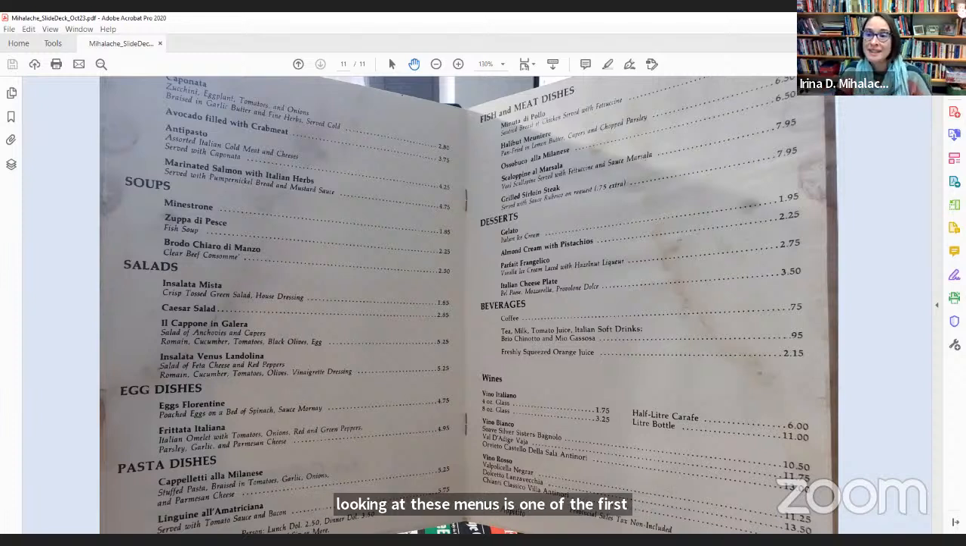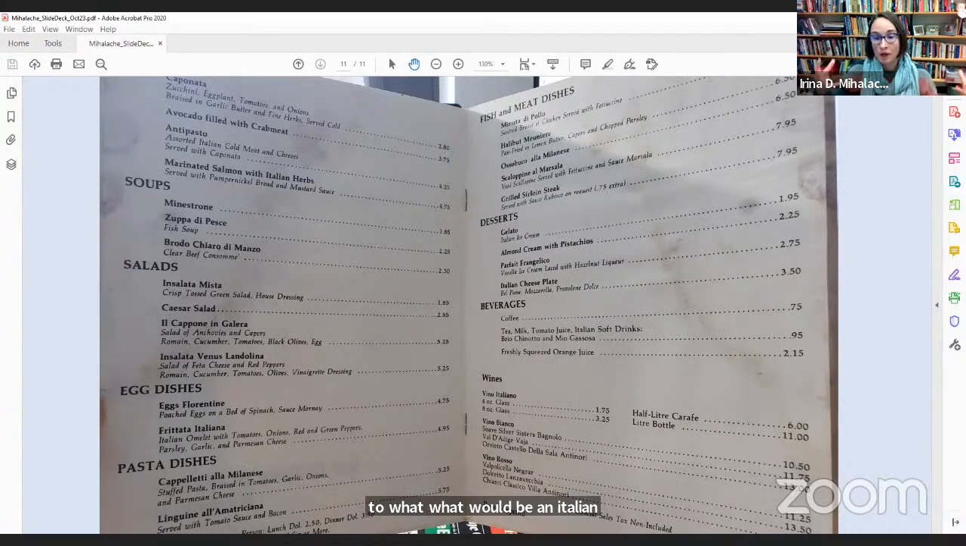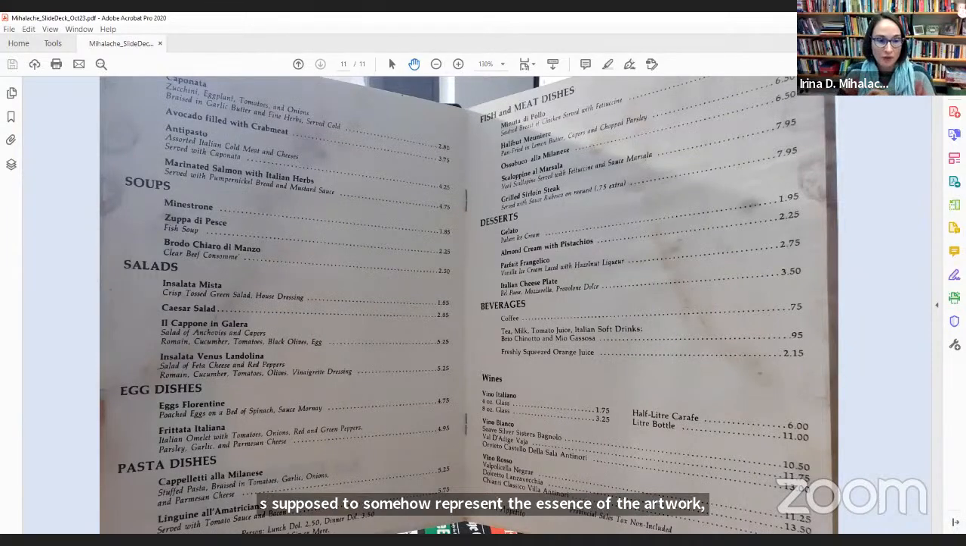So, a few concluding thoughts. I'm looking at these menus as one of the first attempts to institutionalize this relation between food and art. And I want to ground this translation in the work of a culinary team that is maybe asked to produce menus that might be beyond their expertise. So there's a lot of imagination here, or imagining as to what would be an Italian menu that is supposed to somehow represent the essence of the artwork or the essence of the exhibition.